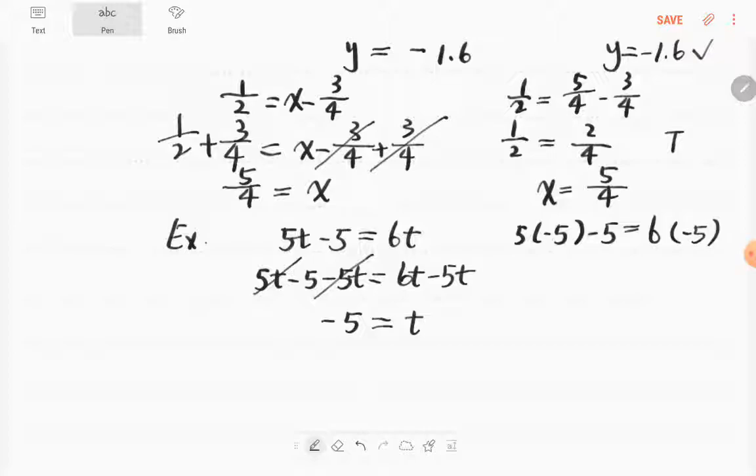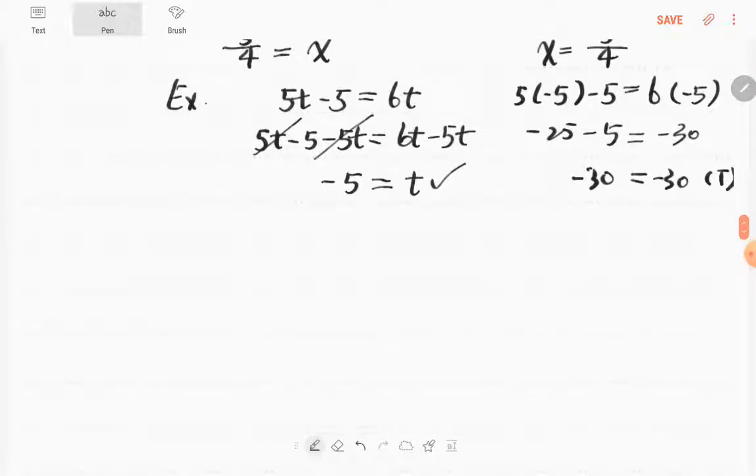Let's check. It will be negative 25 minus 5. It will be negative 30. So let's check the statement if it's true or false. So it's true. Negative 30 equals negative 30. So we confirm. This is our answer.